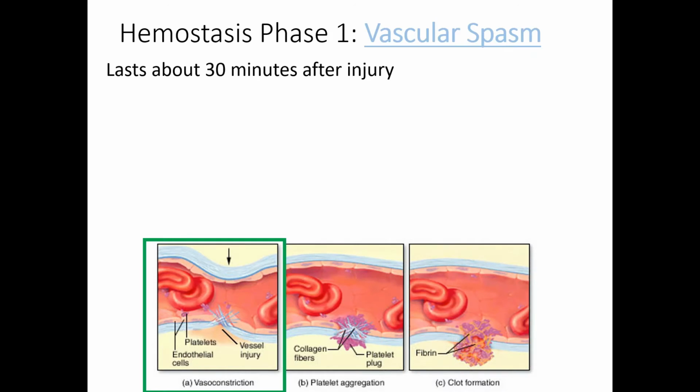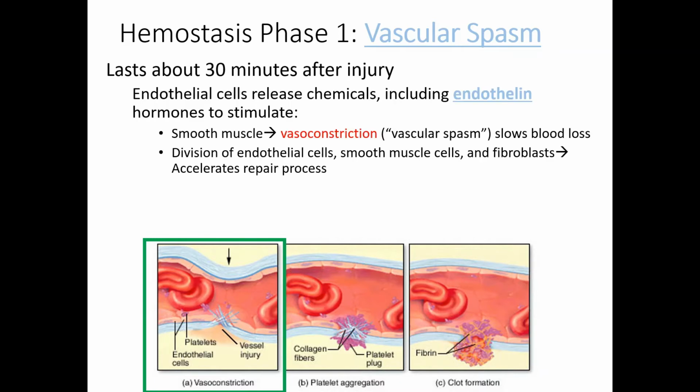Okay, so the video itself didn't break down hemostasis into these 3 phases, but let's add them on because this is what every single textbook is going to tell you about hemostasis, or the stopping of blood. The very first thing that happens is what is called a vascular spasm. This is the phase that starts seconds after the injury and lasts for about a half an hour after the injury.